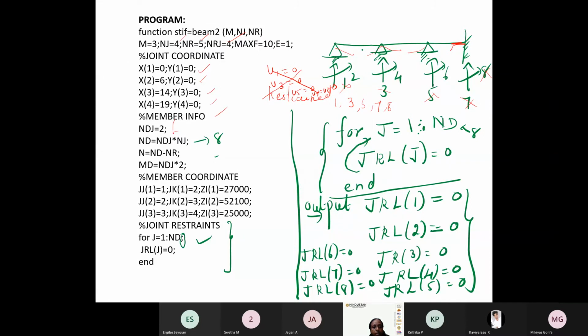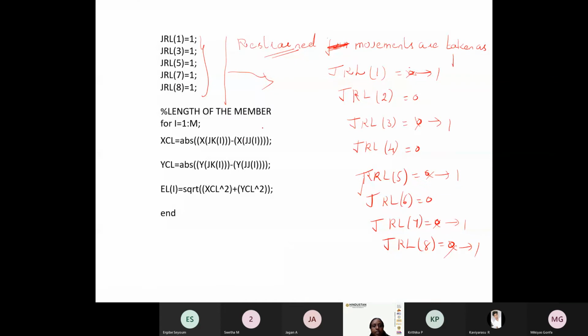This step will be automatically calculated by the computer. This step also is automatically calculated, and these are the inputs you have to give. And this is automatic, it is an inbuilt one, that is, it will not vary from problem to problem. So whatever I am putting a tick on, you have to give as an input. So this also you should give as an input. You have to write JRL of 1 is equal to 1. So this is the output you are getting. If you want to see the output, you have to remove the semicolon from here, and you can see the output on the screen.